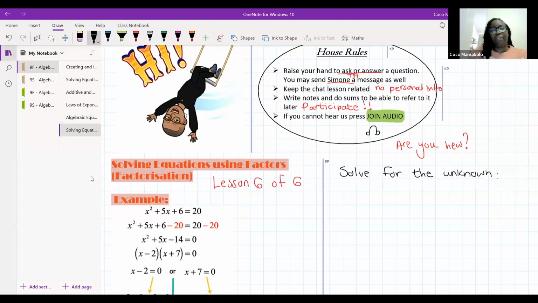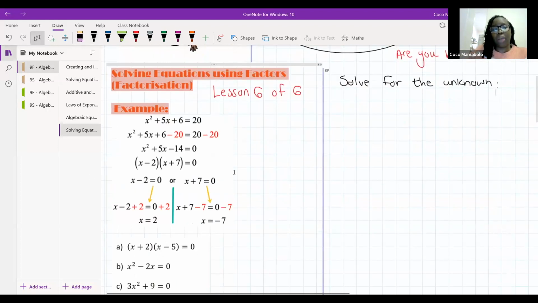In the example that we've got above here, we are solving for X. The instruction would say solve for X, and then they'd give you the sum. The sum would read x squared plus 5x plus 6 is equal to 20. And then they would tell you solve for X.